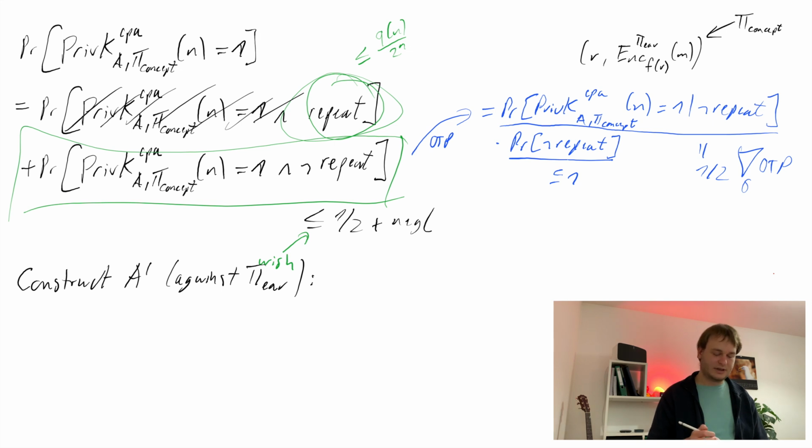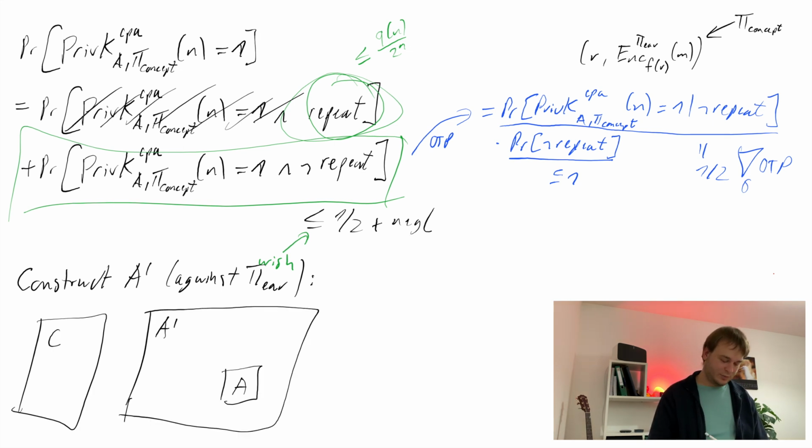So the scenario that A is in is the following. We have A prime that plays against the challenger with the pi eavesdropping scheme. And then we have the adversary A that thinks it's playing against the conceptual scheme, and A prime will take the role of its challenger.